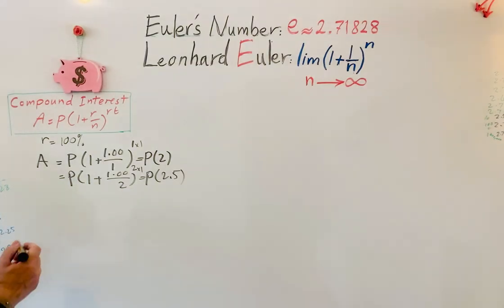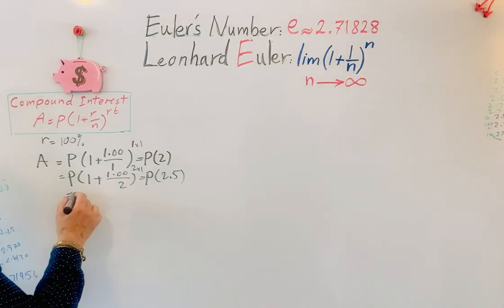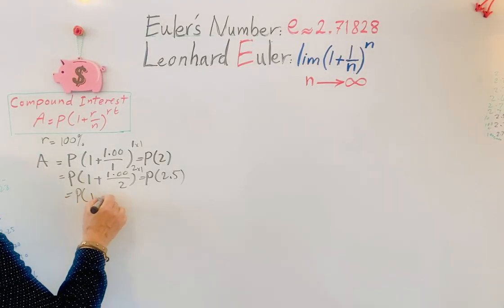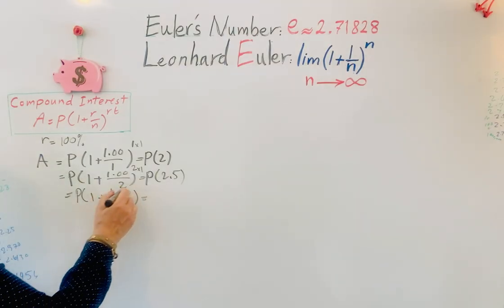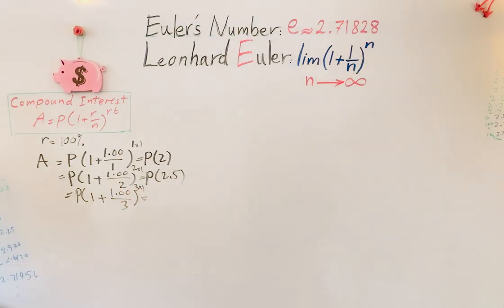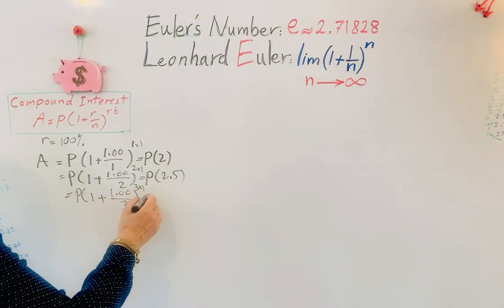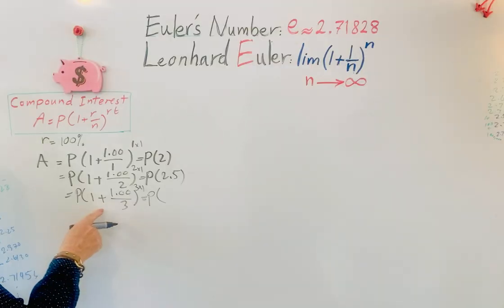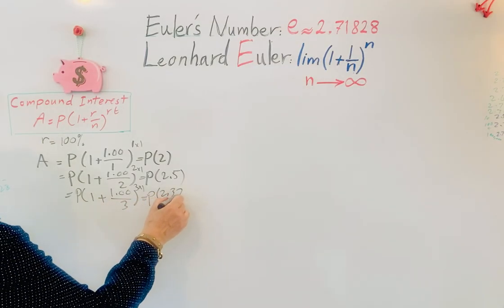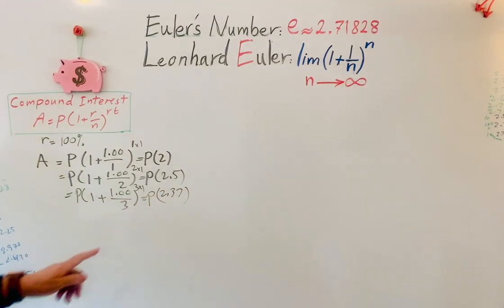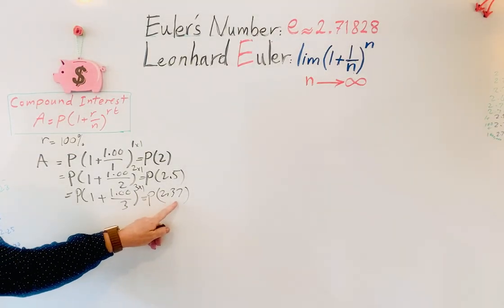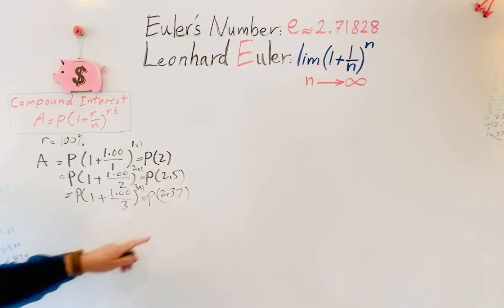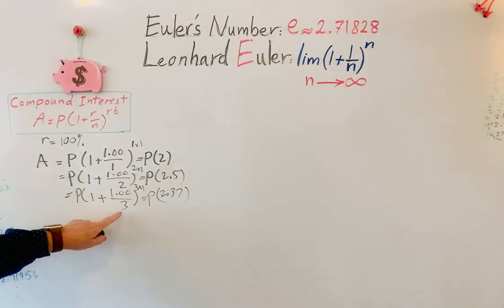Okay, but how about 3 times a year compounding? P times (1 plus 1 over 3), raised to 3 times 1 year. If you calculate this one, it gets 2.37 something. Yeah, it gets a little bit bigger. Your money is 2.37 times after 1 year, compounded 3 times a year.